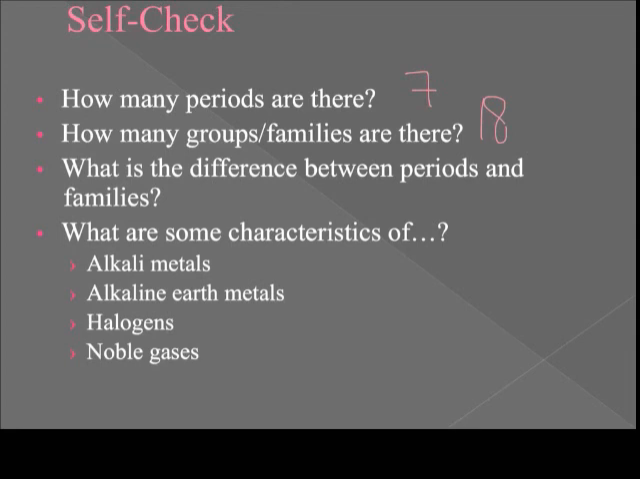The periods are the ones that go like this, right? Because at the end of a sentence, horizontally, I put a period at the end. And families, when you take a family portrait, you have to stand up. So they're the ones that go up and down like that.